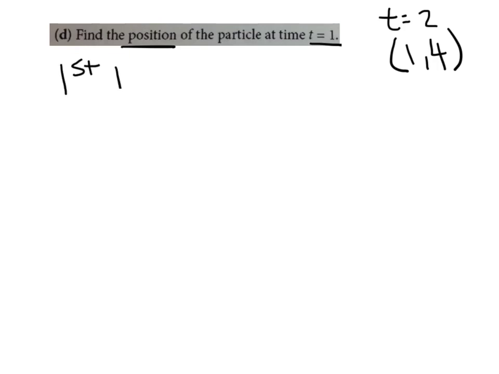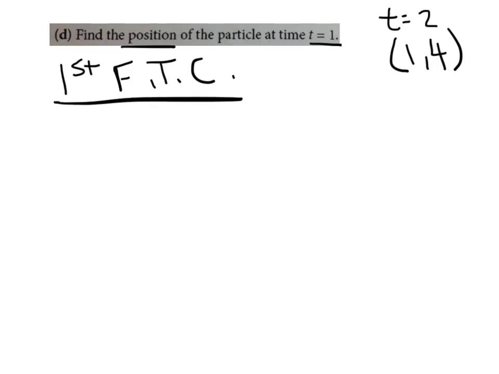Our last one, part D, might be the most challenging, but I don't think it's too bad. They want us to find the position of the particle, specifically when t equals 1. Keep in mind, you already know that when t equals 2, the x-coordinate is 1 and the y-coordinate is 4. This is definitely a two-part question. We're going to attack the x-coordinate first, then the y-coordinate second, and we're going to use the first fundamental theorem for both of these. That fundamental theorem has really come in handy lately.